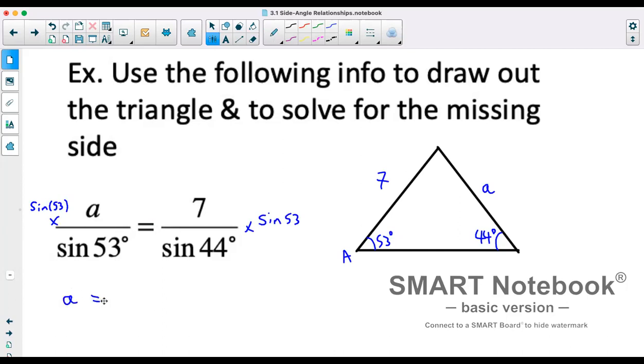So we have A is equal to 7 sine of 53 divided by sine of 44. And calculating that gives us an A of 8.05. So this length here should be 8.05.